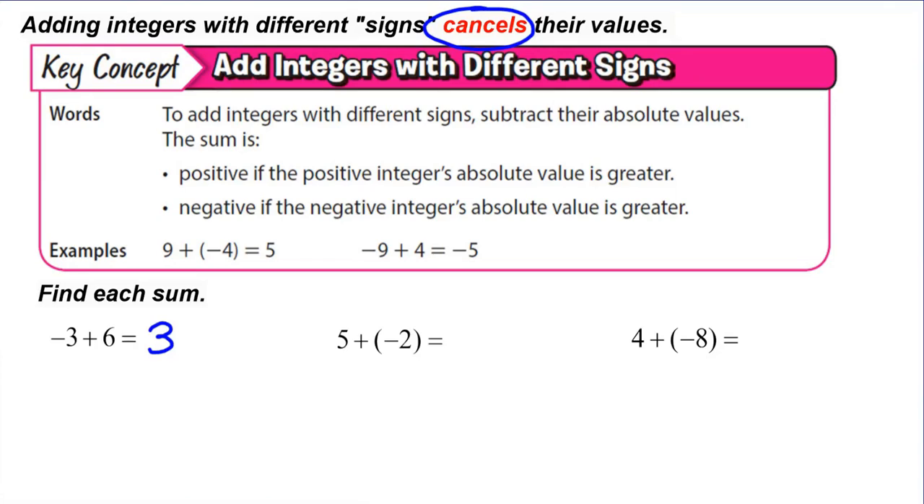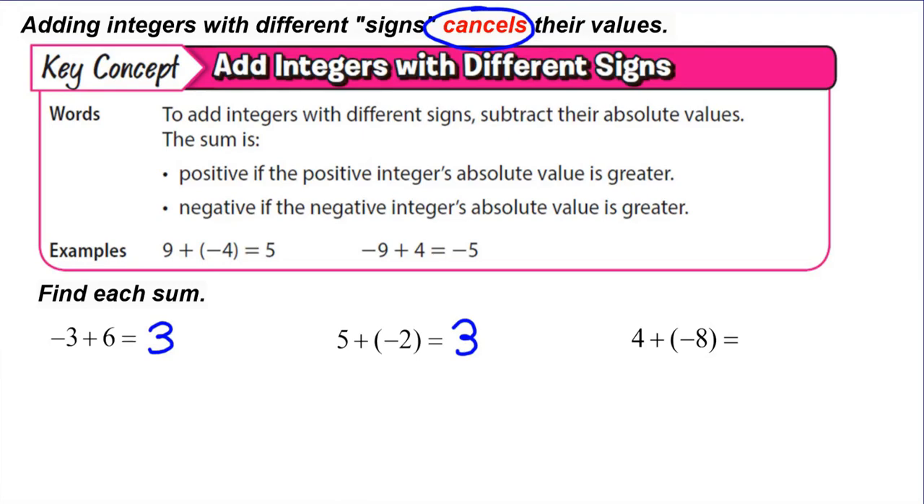Next one, 5 plus negative 2. So if I move 5 places to the right, I'm at 5. And then I turn around and move 2 places backwards. That's going to put me at positive 3. So 5 plus negative 2 is positive 3.